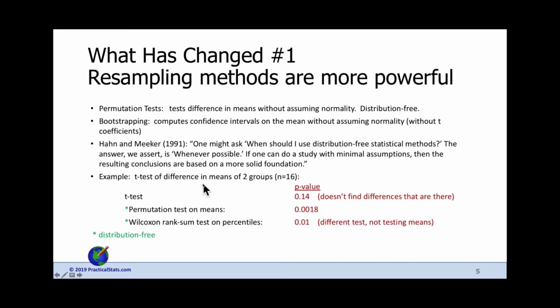So here's just an example. This was a small data set of 16 observations, split into 2 groups. They were concentrations in groundwater, as I remember, and it was before and after some remediation.